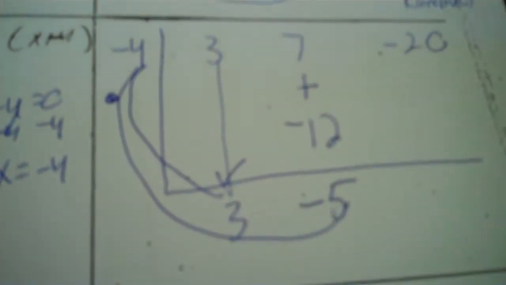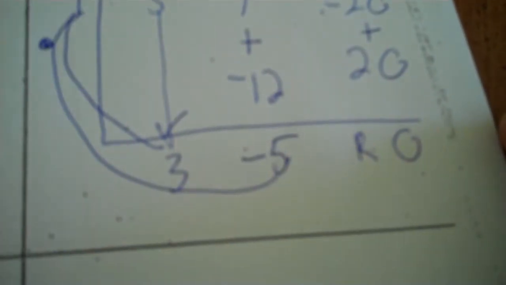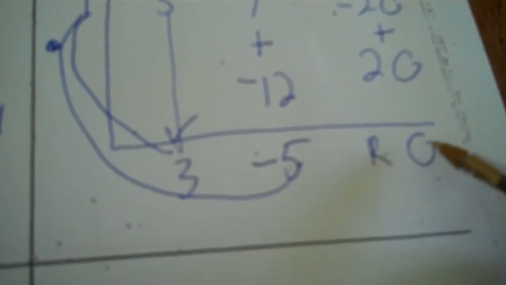Then I drop the number, it always gets multiplied by that outside. -5 times -4 is +20. So I add those and it's 0. Okay, so that's called your remainder. Just put an R in front of the remainder. Okay, so if the remainder is 0, you don't have to put this thing at the end.